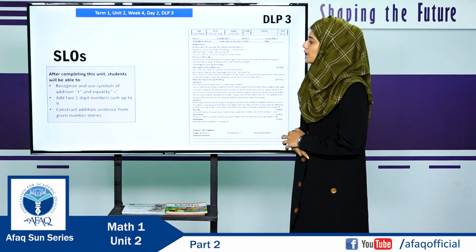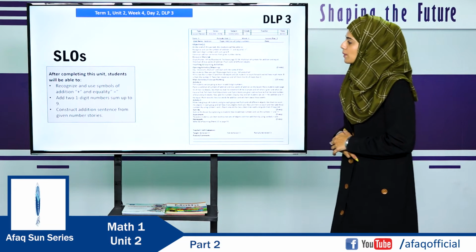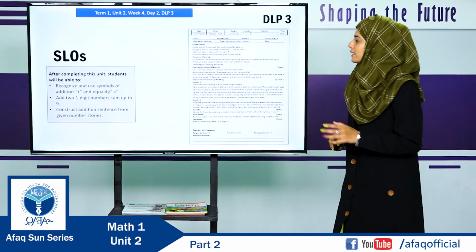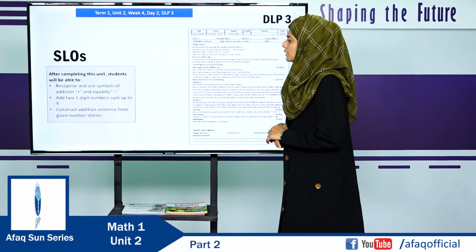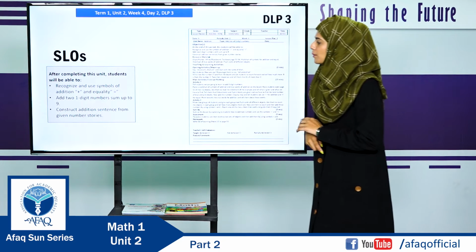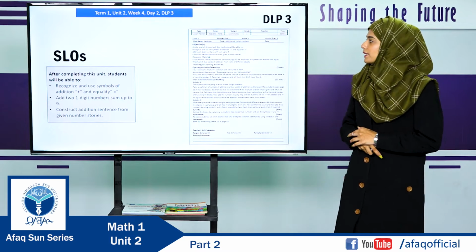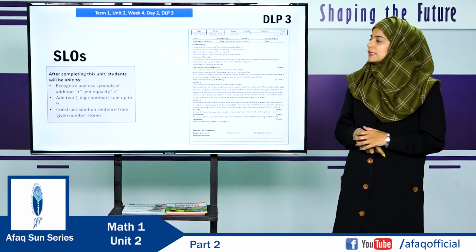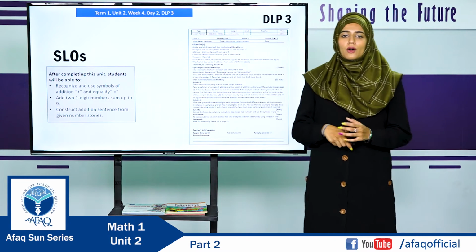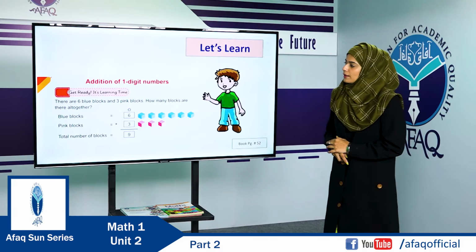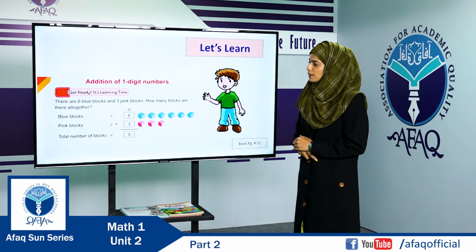In this SLO, we are going to recognize and use symbols of plus and equality. Add two one-digit numbers and sum up to 9. To cover this, the methodology has been provided in DLP 3, which falls in term 1, unit 2, week 4 of day 2. Here is the addition of one-digit number.